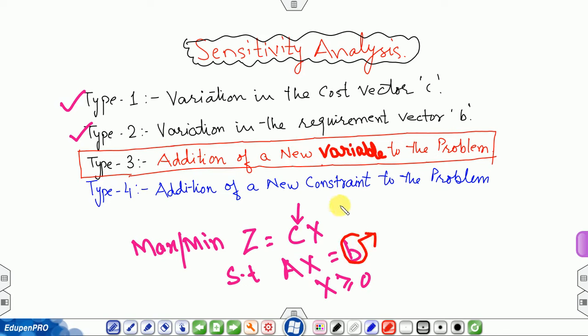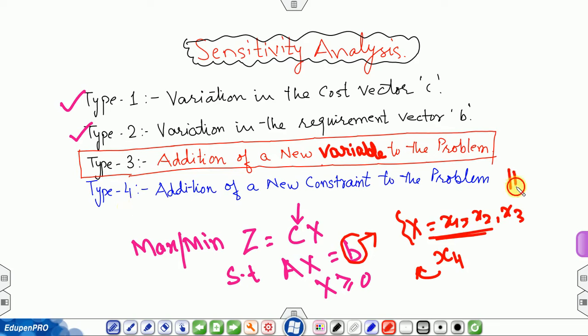The third type is when we add new variables. New variable means, say, if initially x is x1, x2 and x3, a three-dimensional problem, what will happen if I add a new variable, x4, into the given LPP? Does the optimal solution remain the same, or does it change? Type 4, when we add a new constraint to the given problem, is discussed in the next video, otherwise the video is super long.